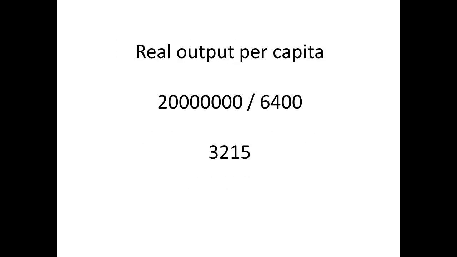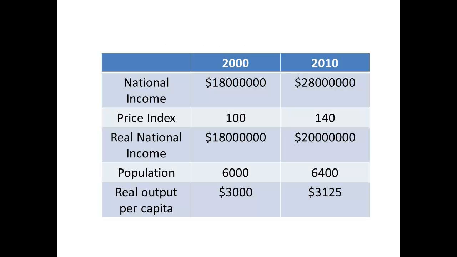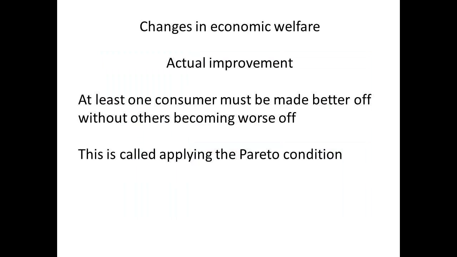Now I divide this figure of $20 million by the current population to get a figure of $3,215. I can now complete my table, filling in the values for real national income, which I calculated as $20 million, and for real output per capita, which I calculated as $3,215. Now, has there been a change in economic welfare?